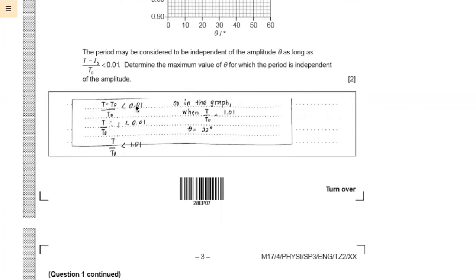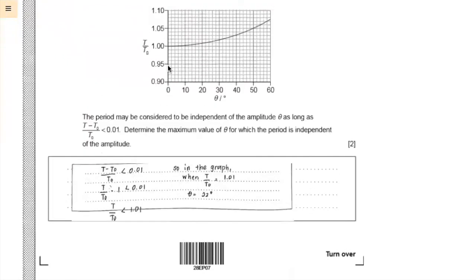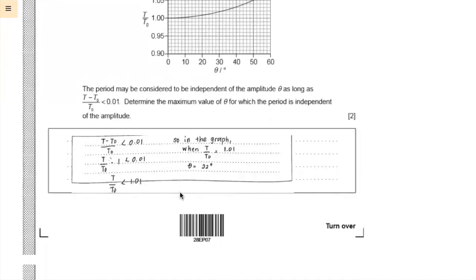So what I will do is T minus T sub 0 over T sub 0 less than 0.01. So what I will do is I will factor it out and I will get 1 here, transpose it here, and I will get T over T sub 0 less than 1.01. So in the graph, I can see here that this is 1.01 and this is roughly equal to 22 degrees. So this one, the maximum theta is given to be 22 degrees. So this is for the second number.